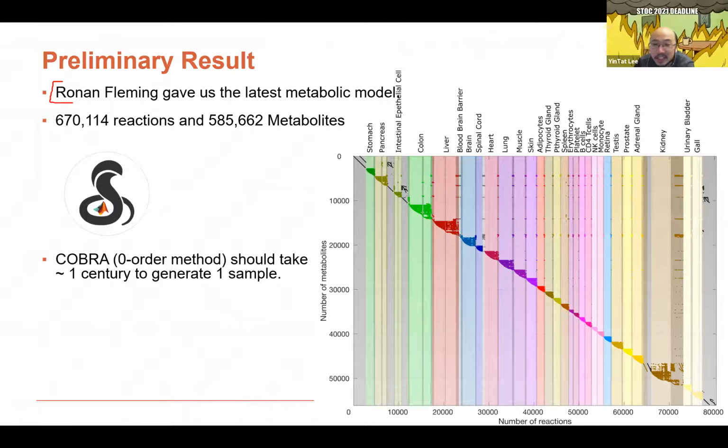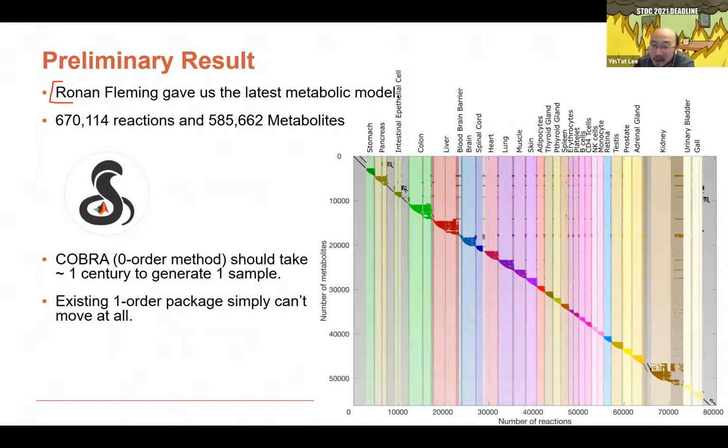So you shouldn't use it. If you try to use any other commercial software, those algorithms simply cannot move because the step size needs to be like 10 to the -7. And then, again, maybe you need a million years to solve this problem. That's why we started working on this project. Currently, our software needs one hour to get one sample.